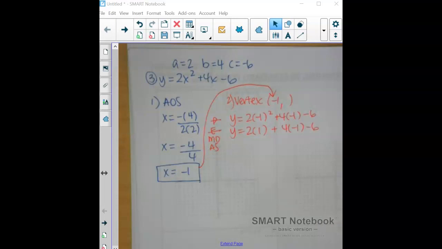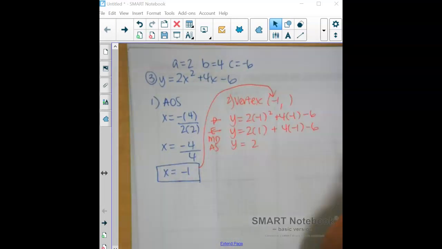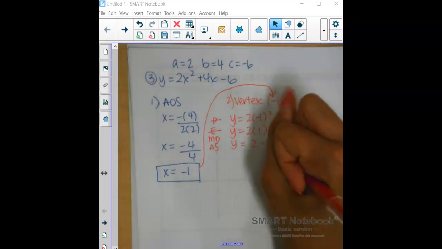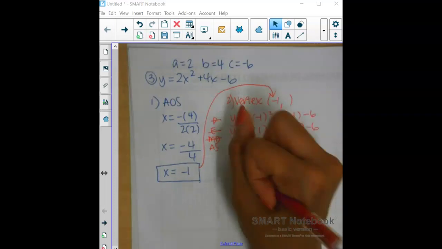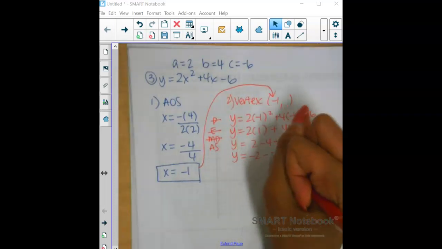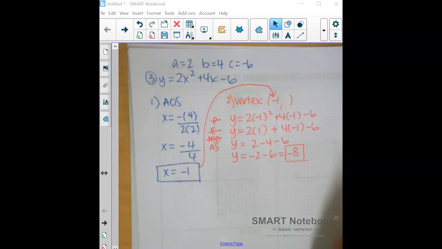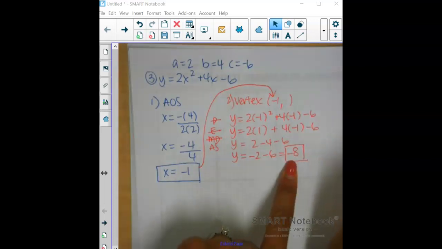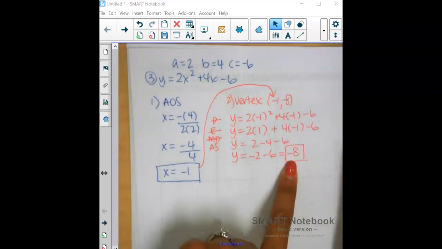Next, we're going to multiply and divide. Okay, so I just need to multiply 2 times 1, which is 2, and 4 times negative 1, which is negative 4. Last thing I need to do is add and subtract. So 2 minus 4 is negative 2. Negative 2 minus 6 is going to be negative 8. Brooks told me on the last question, this value that I just found is not the y value or y coordinate or y intercept. It's just the y value for your vertex.